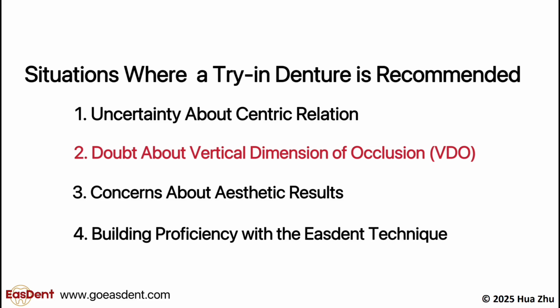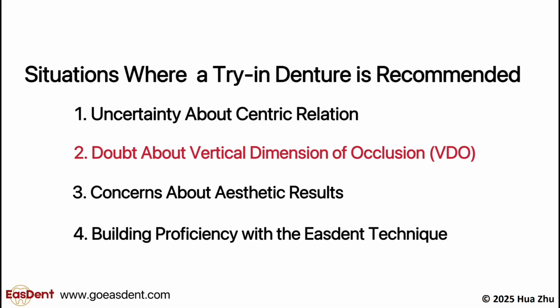Second, you're not sure whether the vertical dimension of occlusion is correct. For patients with class 2 or class 3 occlusions, determining the correct VDO can be challenging. Even if you've done your best to establish the VDO during the initial visit, you may still be unsure if it is optimal for the patient.